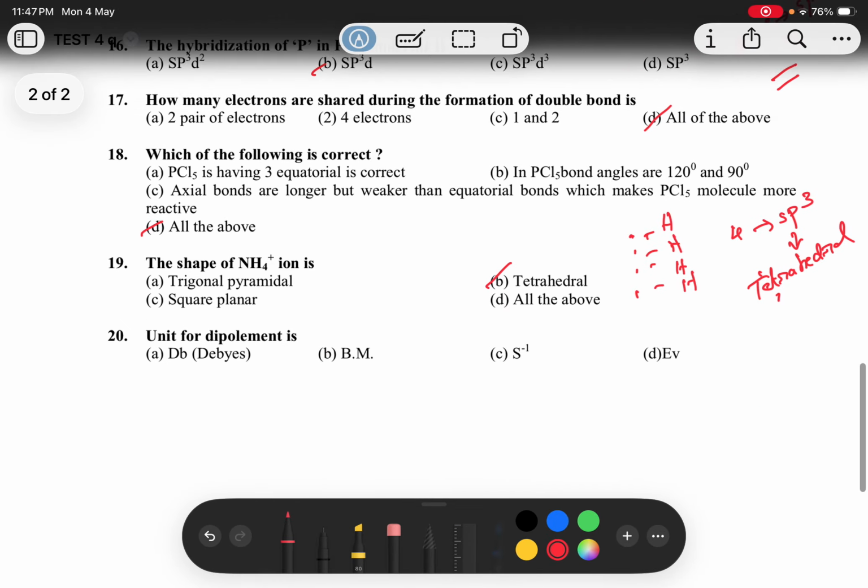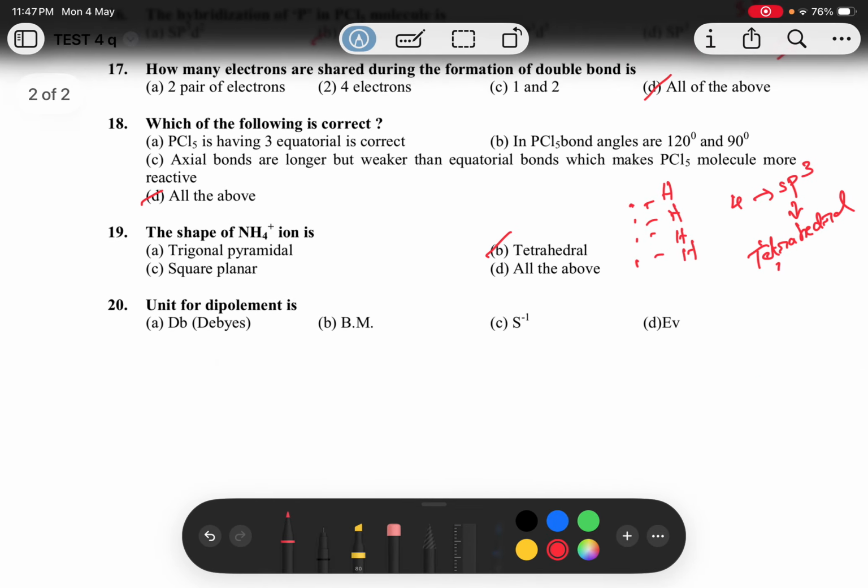Next, 20th, units for dipole moment. BM, Bohr magneton, is the unit of magnetic moment. Second inverse, eV, electron volts. Units for dipole moment is Debye. Okay. So option A is the correct one.